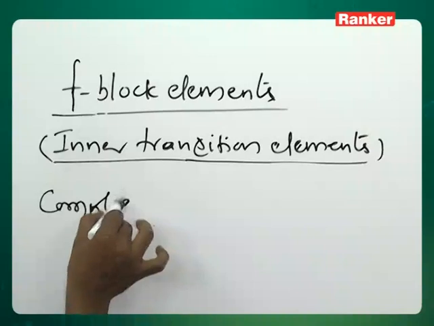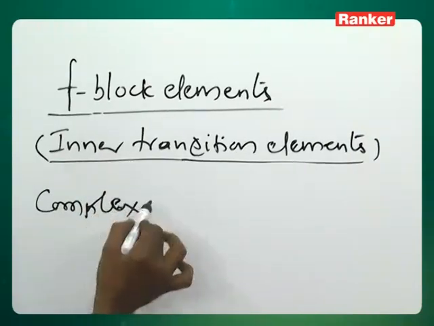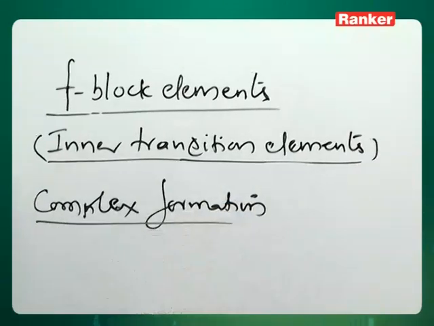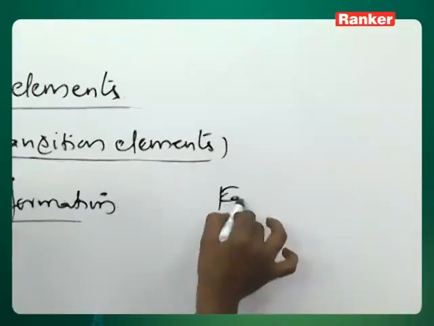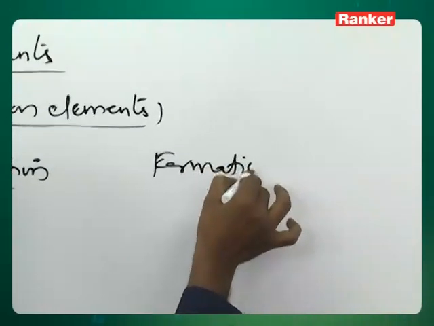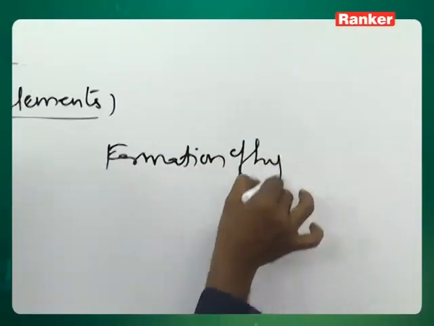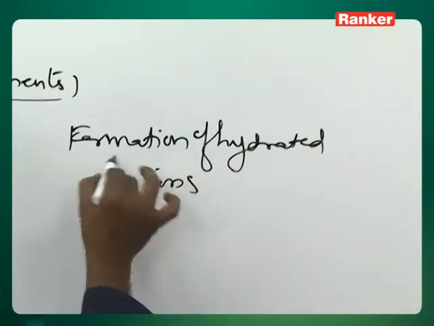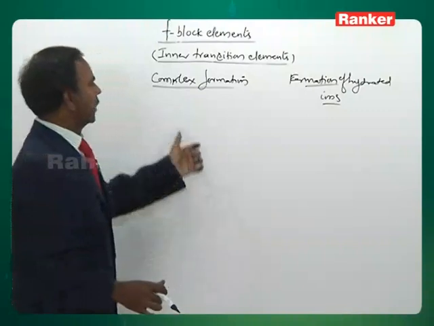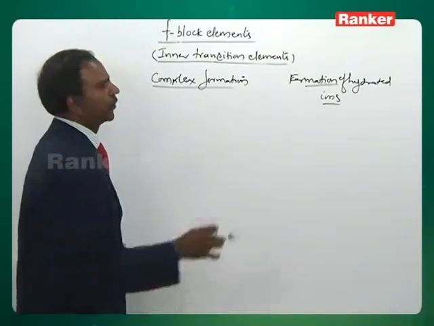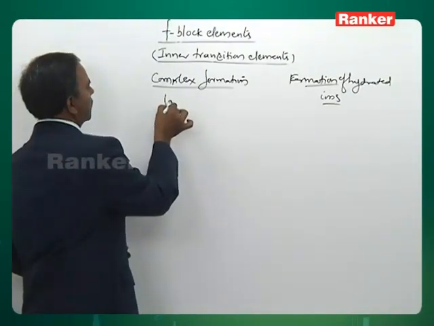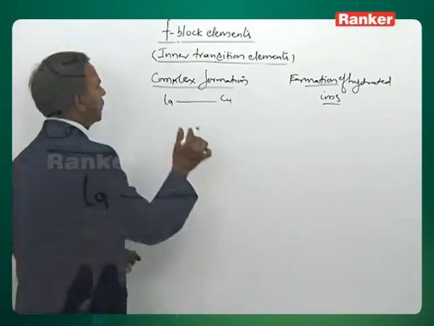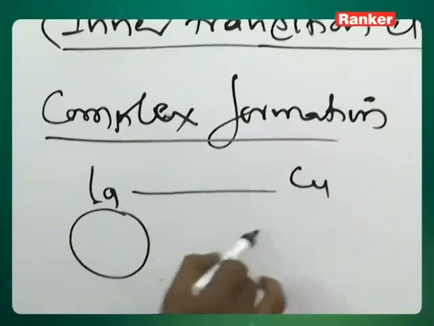Complex formation and formation of hydrated ions. See, in the case of lanthanides, from left to right, consider lanthanum to lutetium. From lanthanum to lutetium, the atomic and ionic size is gradually decreasing.